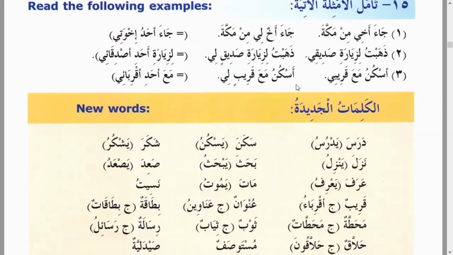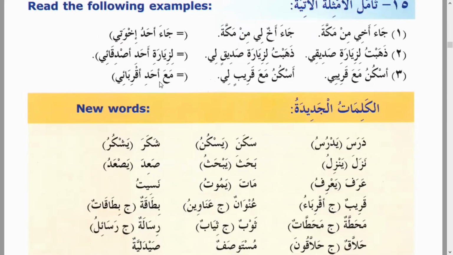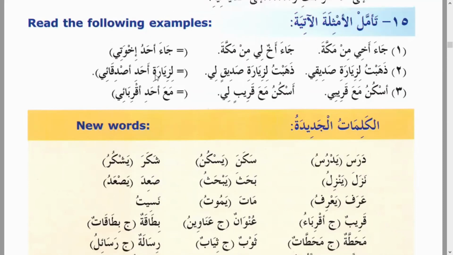So haza bayti. This is my house. I can also say it. Hada baytun li. Although rarely people use it, but that's also a way it's permissible. Ma ahadi aqribai. Which one? Third one? Yeah, this is instead of saying this is my house, I can say this is one of my houses. Yeah, one of my brothers.